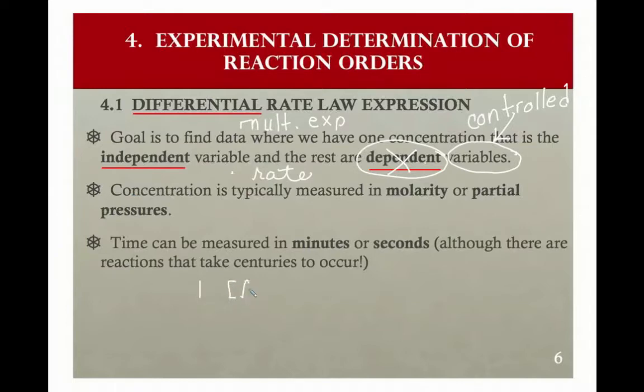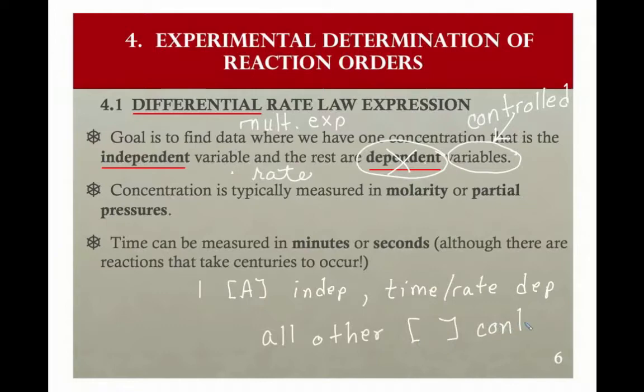So again, our goal is to set it up so that the molarity, the concentration of one substance, is independently varied between two experiments. We will have time, or the rate, depending on how the experiment is designed, as our dependent variable, and then all other concentrations will be controlled or held constant, so that we can isolate the effect of A on rate from the other effects. And we've mentioned this many times.